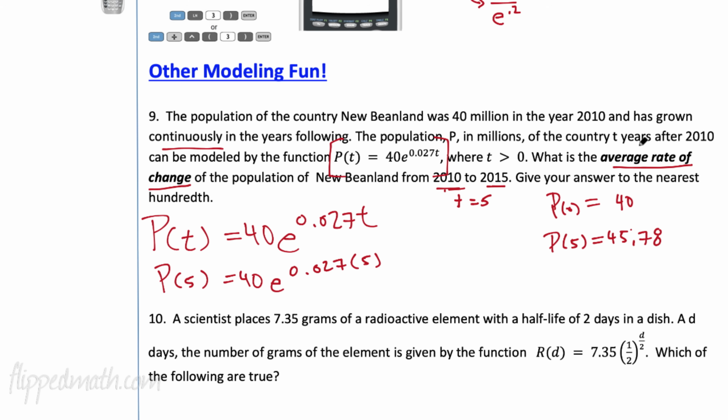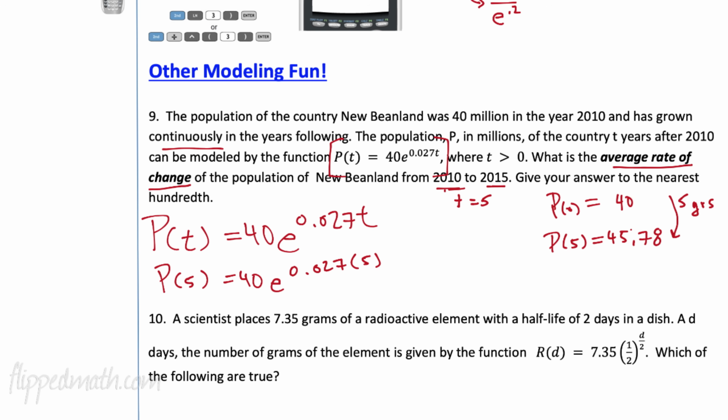They want to know the average rate of change. So if we started here and we ended up there, and it's been 5 years, right? So this was 5 years. So how much has it changed each year? What do we have to do to find that answer? You are correct. We need to divide by 5, but we have to find the difference first.